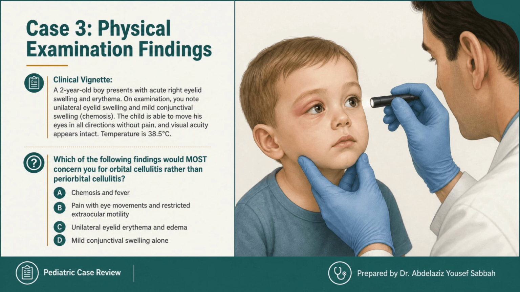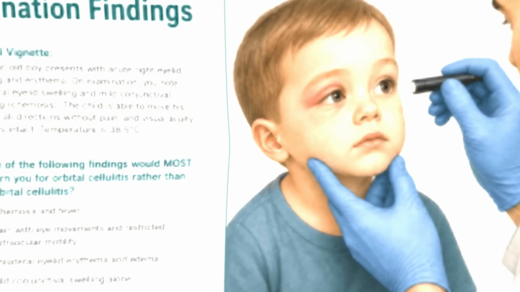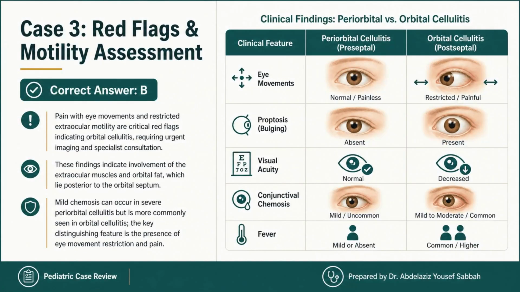Option A, chemosis and fever. Option B, pain with eye movements and restricted extraocular motility. Option C, unilateral eyelid erythema and edema. Option D, mild conjunctival swelling alone. The correct answer is option B, pain with eye movements and restricted extraocular motility.